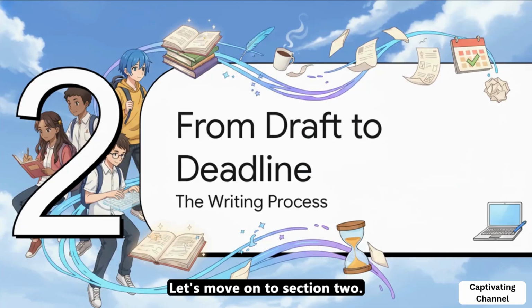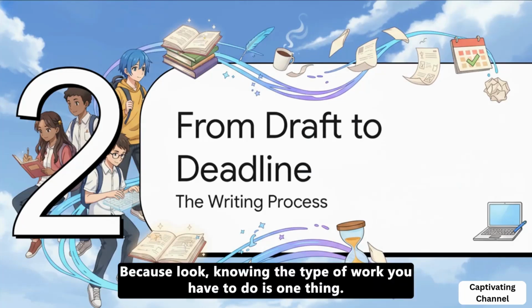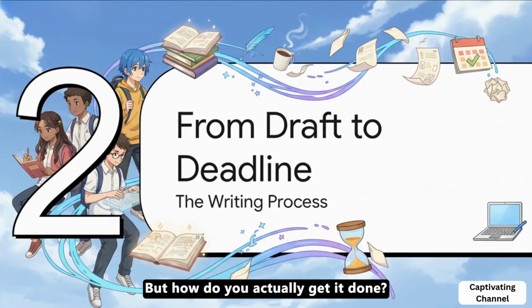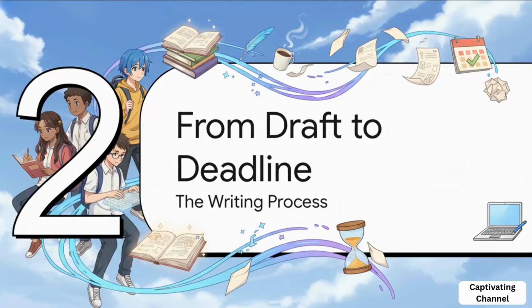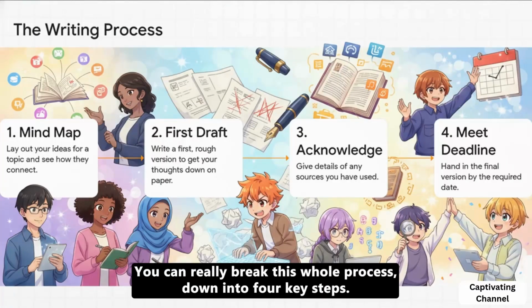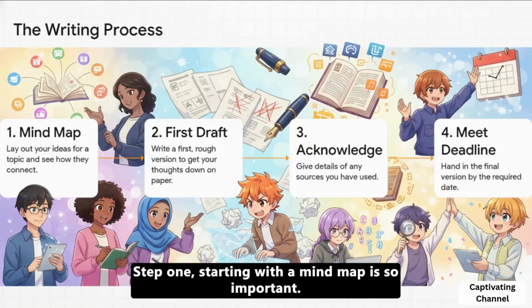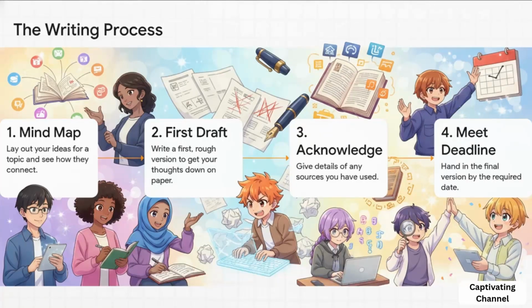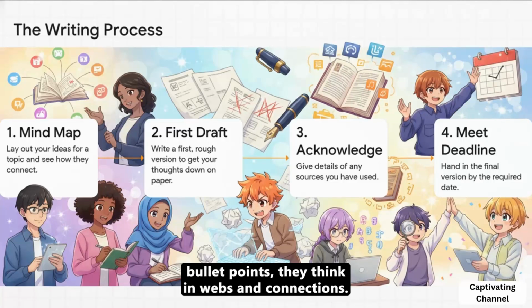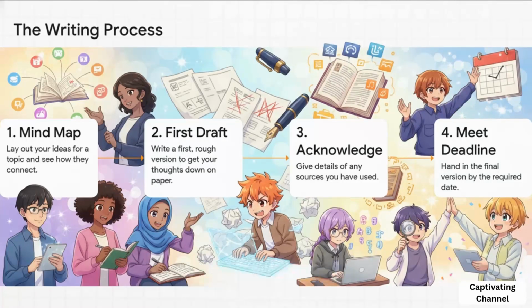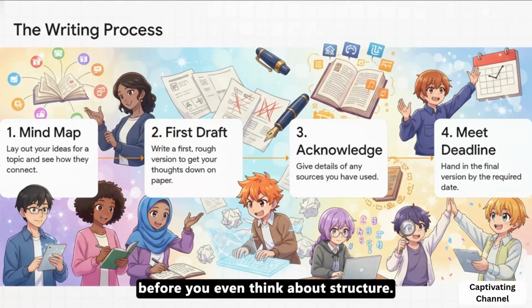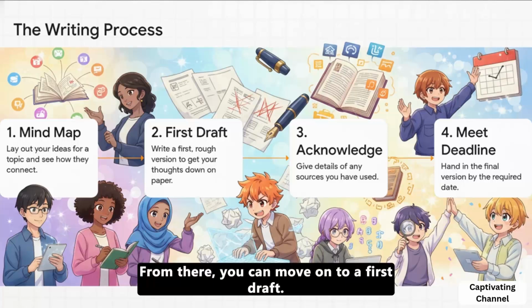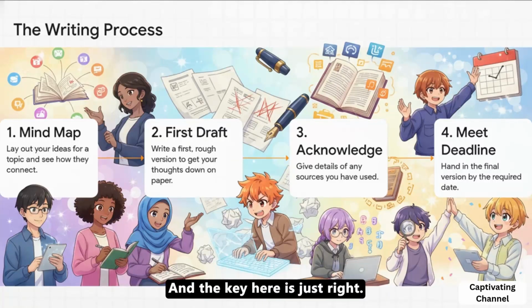Let's move on to Section 2. Because look, knowing the type of work you have to do is one thing, but how do you actually get it done? This part is all about that journey, from staring at a terrifyingly blank page to finally hitting that submit button. You can really break this whole process down into 4 key steps. Step 1, starting with a mind map, is so important. Why? Because our brains don't think in straight lines and bullet points, they think in webs and connections. A mind map lets you get all your ideas out visually and see how they link together before you even think about structure. From there, you can move on to a first draft, and the key here is just write.